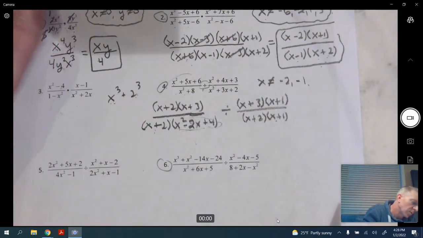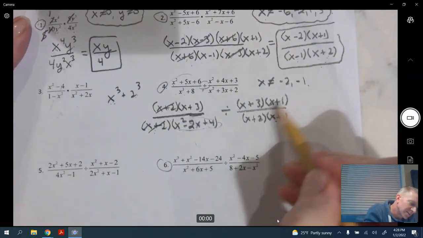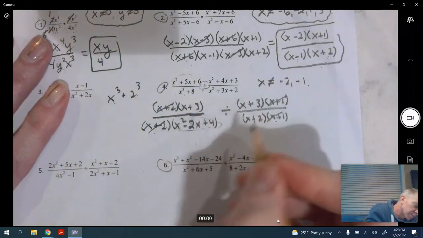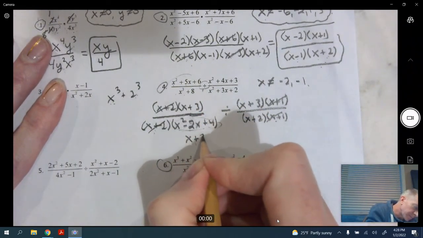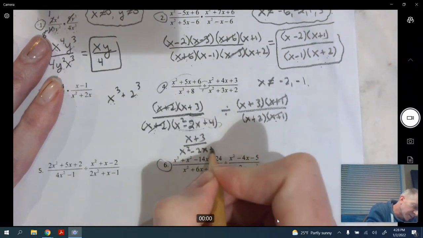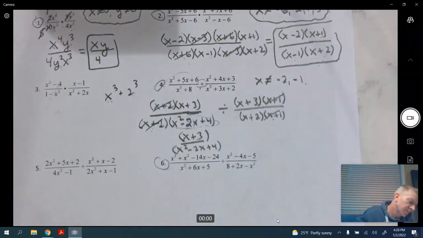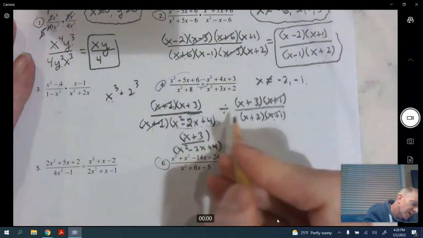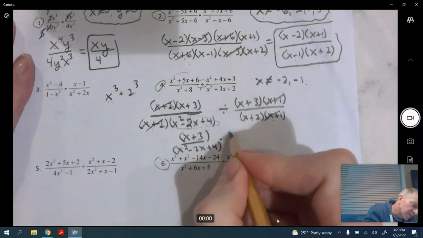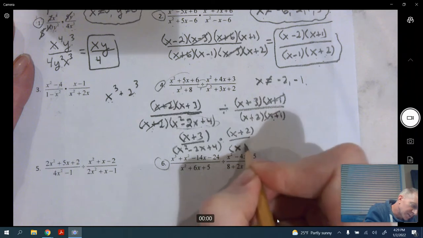Okay, so now we can actually cancel these two right now. And then what we have is x plus 3 divided by x squared minus 2x plus 4. And then instead of dividing, we're going to multiply. But when we multiply, we flip this fraction. So that's going to be an x plus 2. And then here we've got an x plus 3.